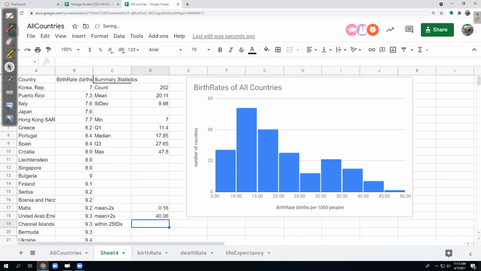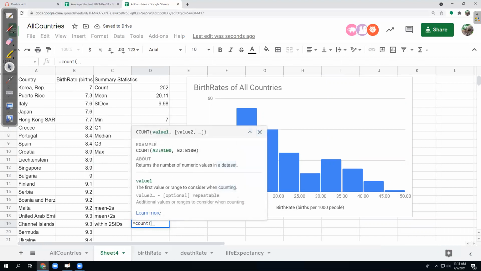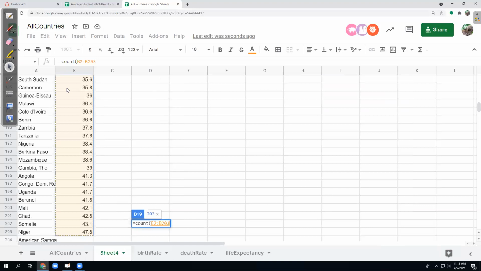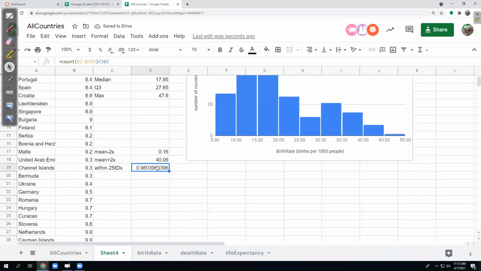So I think what I'll do is go equals count right here, and I'll just highlight the ones I want to count. It should be just those. Oh, it's 194. Man, was I off. All right, and then I want to divide that count by the total number, which was 202. Okay, and we get about 96% in this case, which is close to 95%.